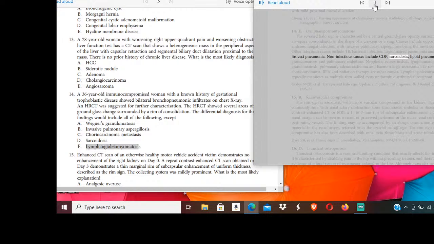Non-infectious causes include COP, sarcoidosis, lipoid pneumonia, Wegener's granulomatosis, and pulmonary embolism. Neoplastic causes include lymphomatoid granulomatosis, pulmonary adenocarcinoma, and hemorrhagic metastasis like renal or choriocarcinoma. RFA and radiation therapy are other causes. Lymphangioleiomyomatosis typically manifests as multiple thin-walled cysts uniformly distributed throughout the lungs.